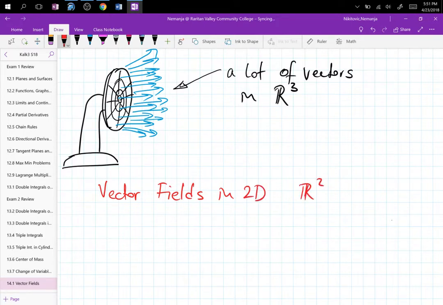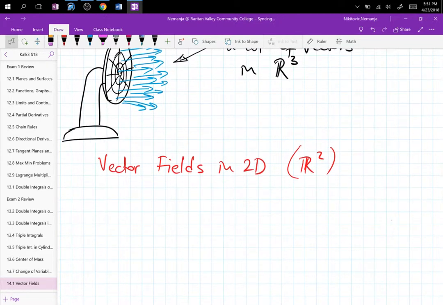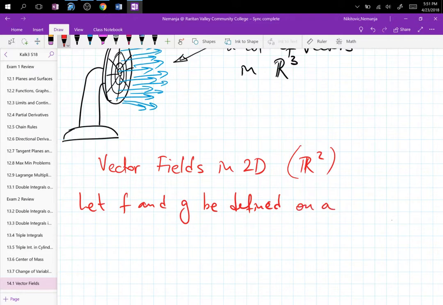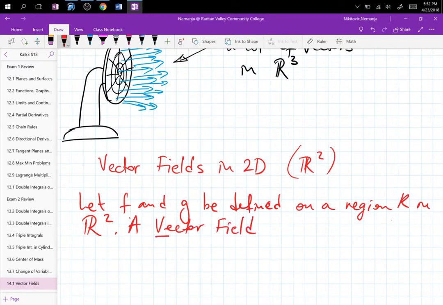Also known as R2, right? So let F and G be defined on a region R in R2, so in two-dimensional space, just x and y. A vector field in R2 is a function f.